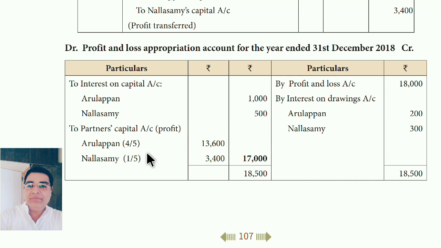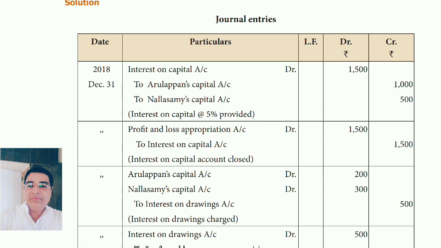Now how to write the journal entry? Very easy to write or pass the journal entry. See here, profit and loss appropriation account debit to Arulappan capital account, to Nallaswamy capital account 1,500. So total 1,500. Understand? See the first entry. Interest on capital account debit 1,500, to Arulappan 1,000, to Nallaswamy capital account 500. So add both these, you will get 1,500.